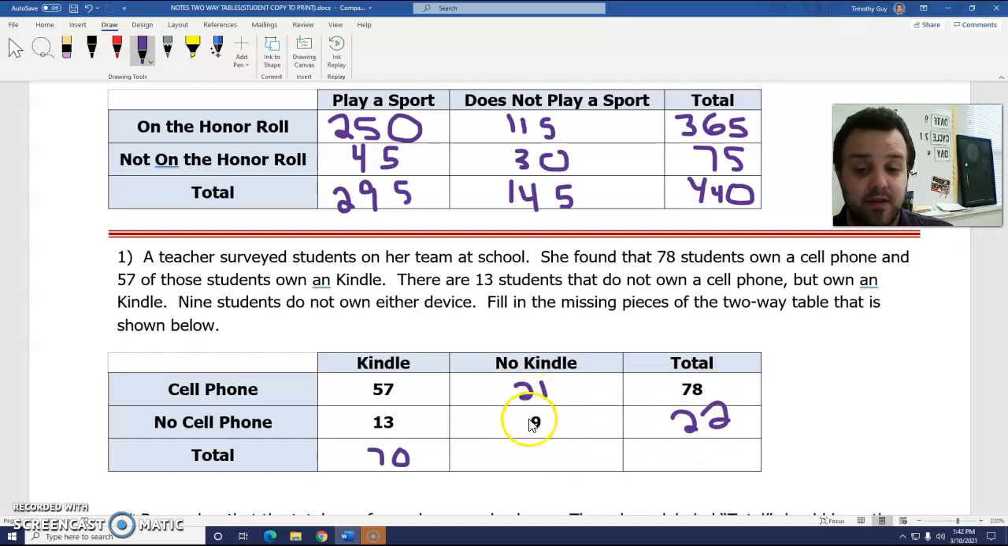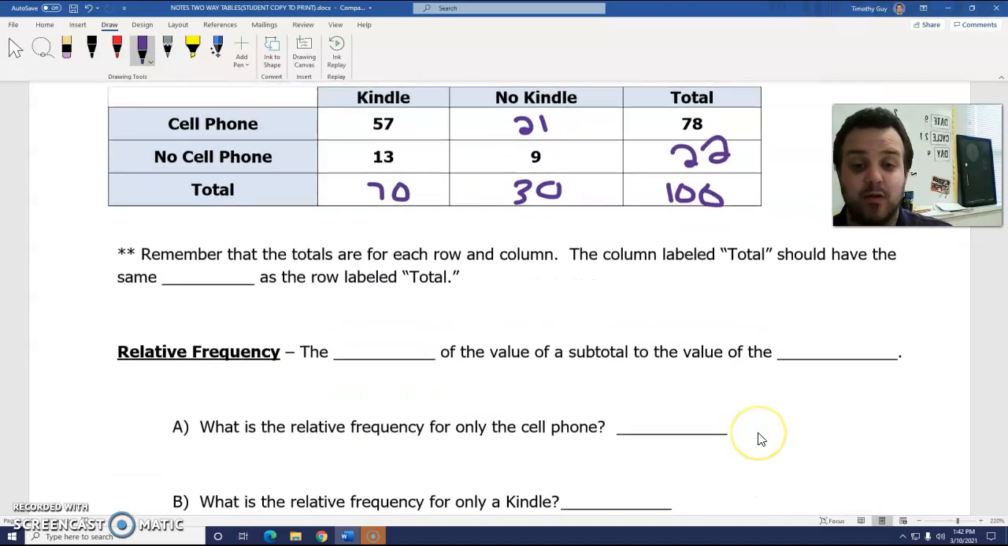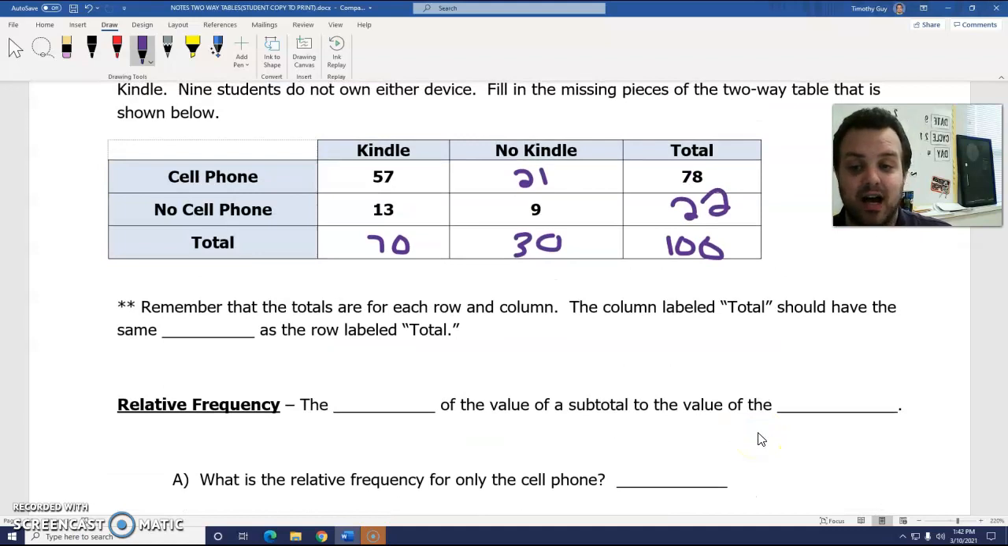21 and 9 for the total people who own no Kindle. That's going to be 30 people. And if I add 70 and 30 together, I get 100, which is the same thing I get by adding 78 and 22. So I must have done this correctly. Okay? So filling in that missing information based off of what I know and the fact that the rows and columns need to add up. The column label total should have the same value as the row label total. Okay, that's kind of what we said, sort of like the linchpin, a way to know if you did it correctly or not. All right.